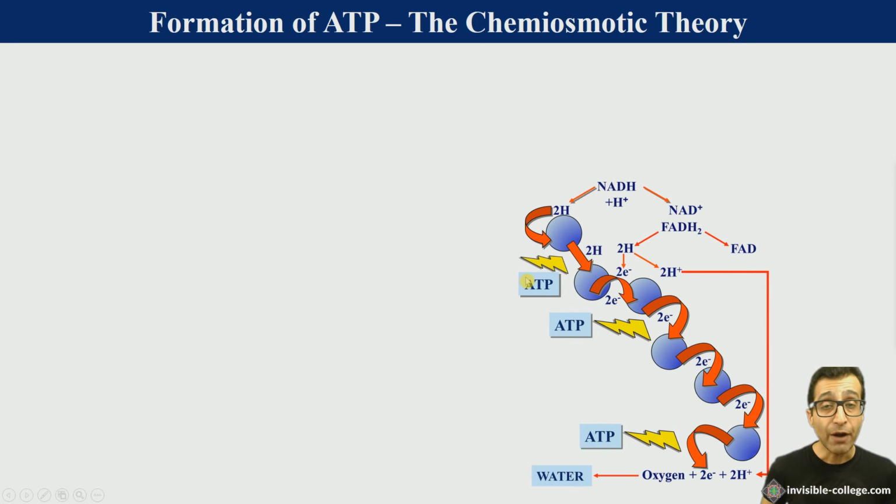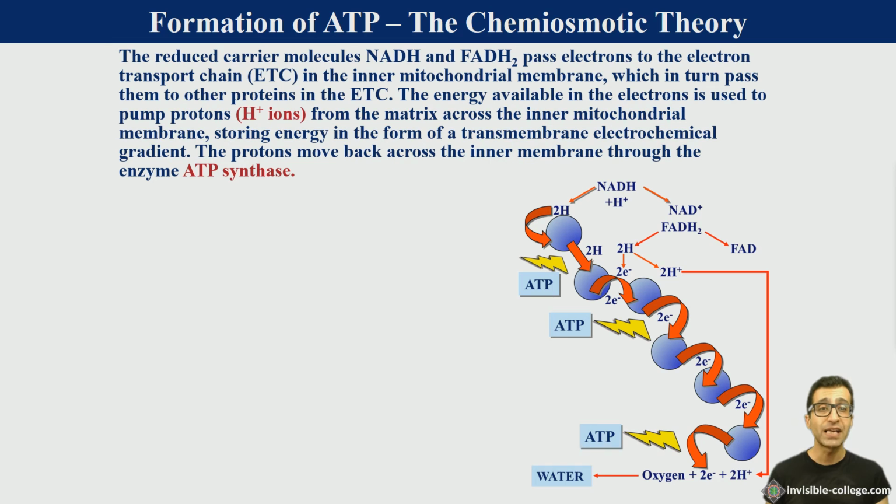So the reduced carrier molecules that we've been mentioning, NADH and FADH2, pass electrons to the electron transport chain, and this is again located in the inner mitochondrial membrane. These carriers pass them on to other proteins in the chain, and the energy available in the electrons is used ultimately to pump protons or hydrogen ions from the matrix of the mitochondrion across the inner mitochondrial membrane. This stores energy in the form of a transmembrane electrochemical gradient.